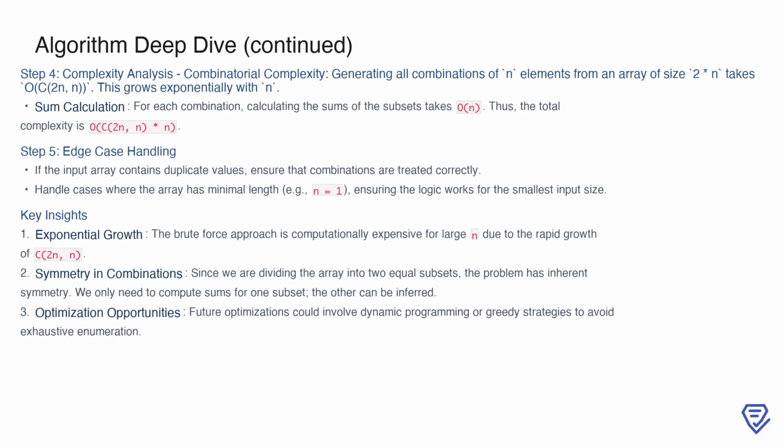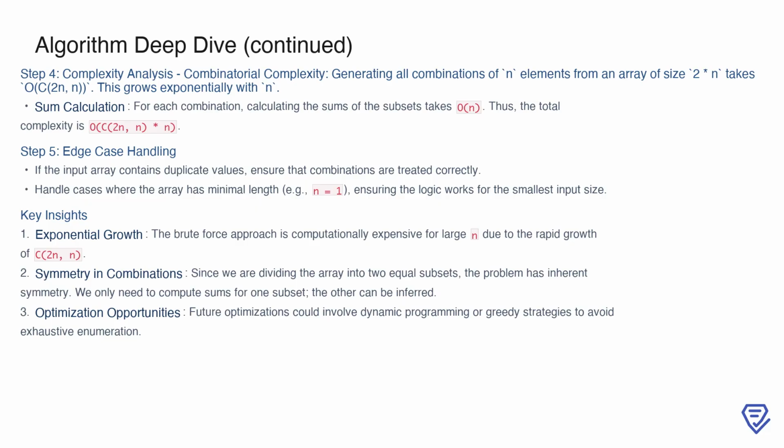Now, let's analyze the complexity of the brute force approach. Generating all combinations of n elements from an array of size 2*n involves C(2n, n) operations, which grow exponentially with n. Additionally, for each combination, calculating the sums of nums1 and nums2 takes O(n) time. As a result, the total time complexity is O(C(2n, n) * n), which becomes computationally prohibitive for larger values of n.